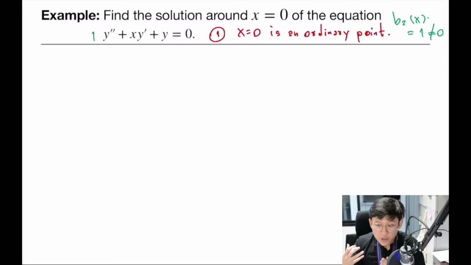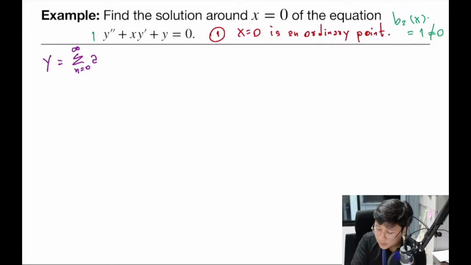So right now we know that we want to find the solution around x equals 0, which is an ordinary point. So we are sure that y can be written as a power series, which is the summation from n equals 0 to infinity of a_n x to the n. That is the first step. Because x equals 0 is an ordinary point, you are confident to say that the solution y can be written in this form.